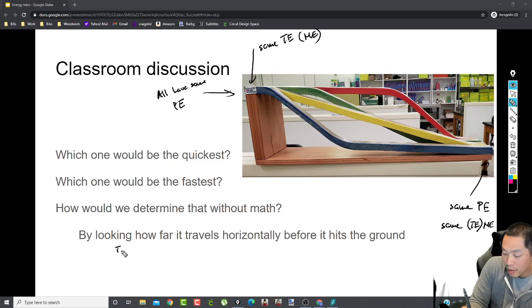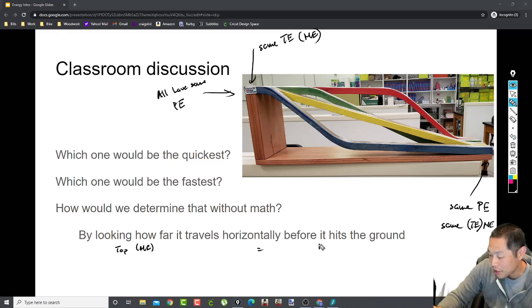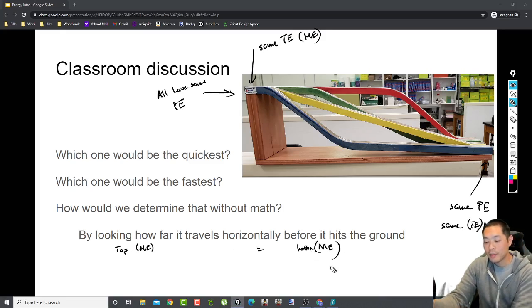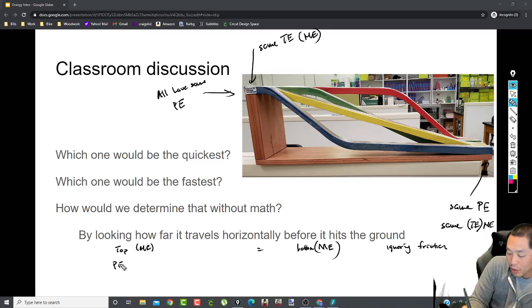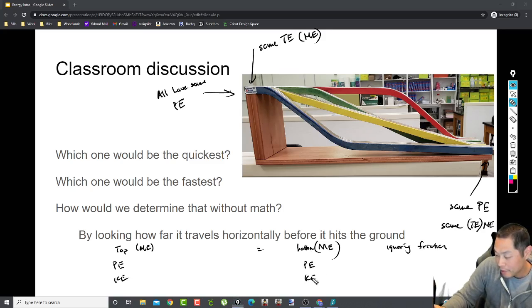So at the top, you want to find the mechanical energy. And for us, mechanical energy is conserved. In real life, it's not, but we're going to say it is. So the mechanical energy at the top is going to be the same as mechanical energy at the bottom because we're ignoring friction. So here we have potential and kinetic, and here we have potential and kinetic.